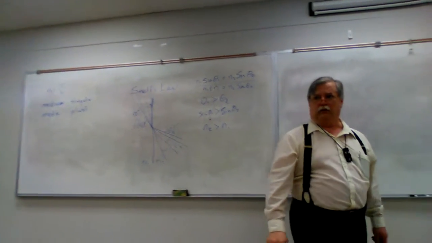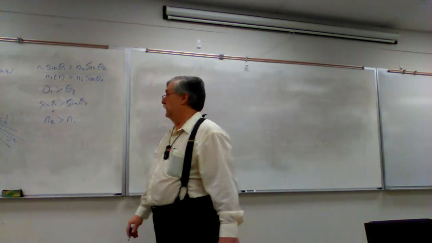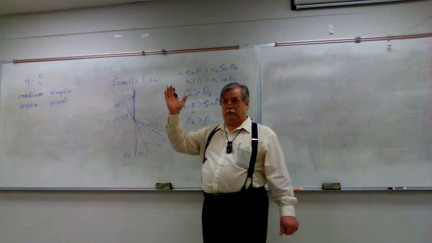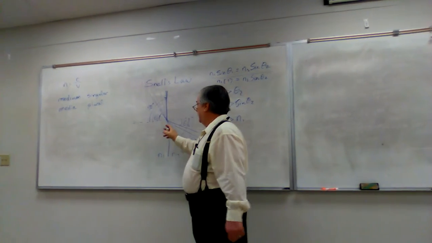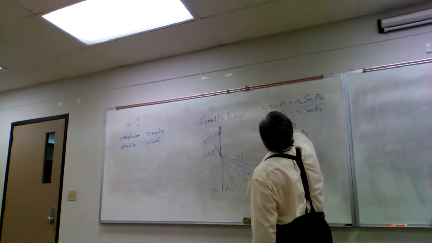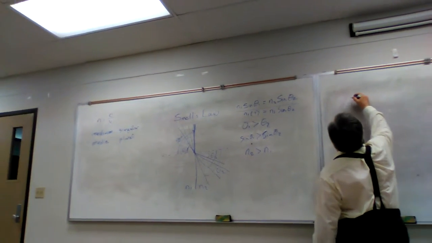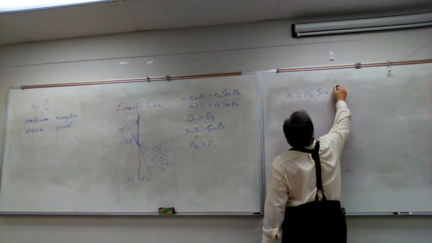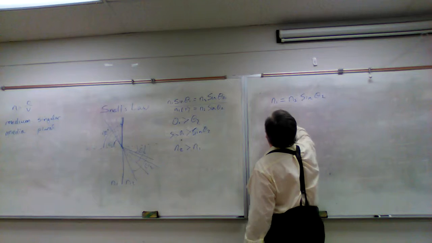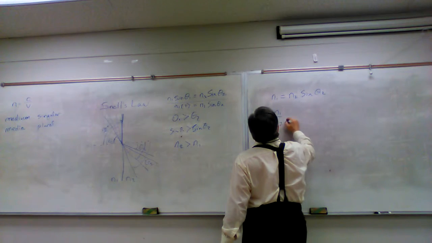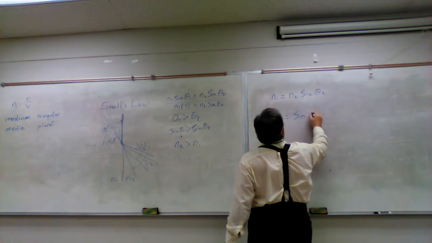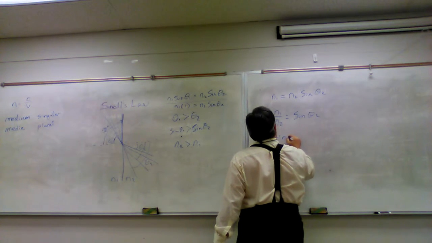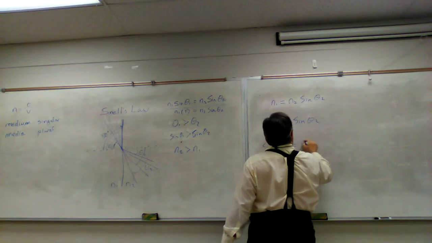N1 becomes unity. Or sine theta 1, what's the sine of 90 degrees? 1. At that point, N1 has to equal N2 sine theta 2. Or N1 divided by N2 equals sine theta 2, or the inverse sine of N1 over N2 equals theta 2.